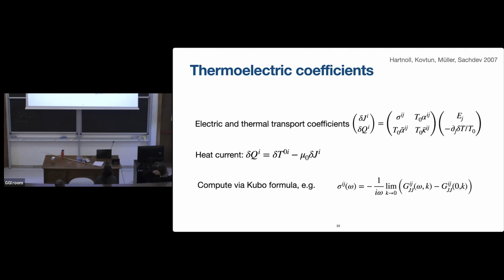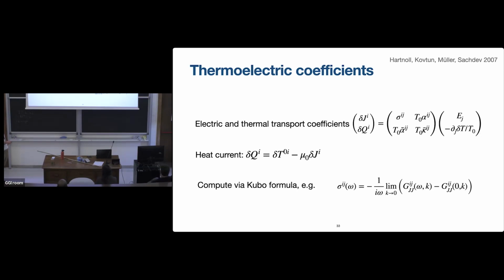These electric and thermal transport coefficients are given in terms of this matrix. You have some electric field here, there's a temperature gradient, and there's a matrix of these thermal coefficients. This is the conductivity, this is, I think, called the thermal power, and then kappa is the heat conductivity. It's helpful to write this in terms of the current and the heat current as well, which is this particular combination. Then these entries into the transport matrix can be computed directly using the Kubo formula.